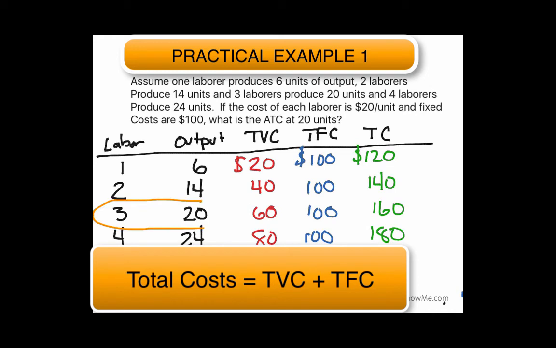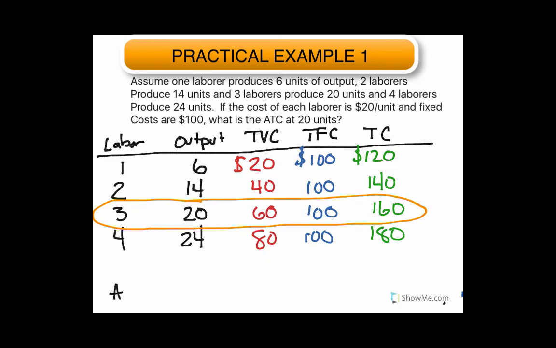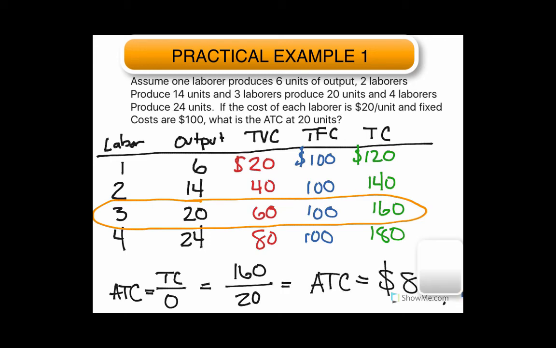So now, what this question is actually asking us, after all this work, is what is the average total cost at 20 units? So at 20 units, we're going to be dealing with this row right here. And it wants to know our average total cost. So average total cost is going to equal our total cost divided by output. So in this case, our total cost equals 160. Our output is 20. So our average total cost is $8.